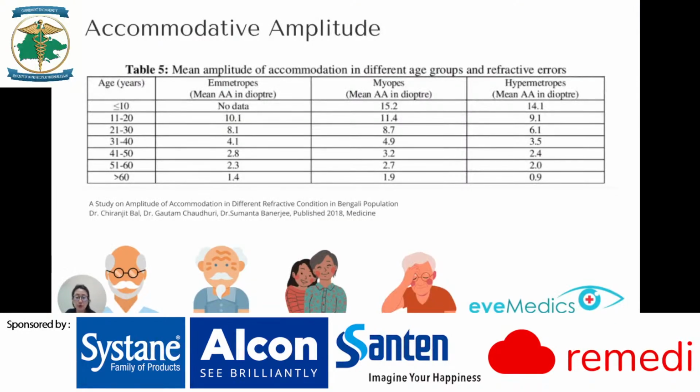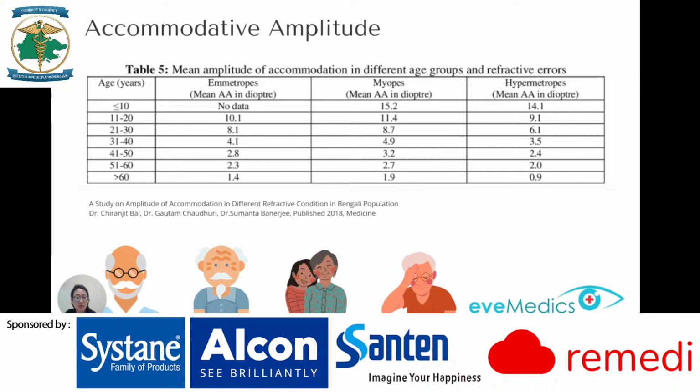This table shows the different ranges of accommodative amplitude at various ages and for different refractive errors. Amplitude of accommodation is the amount of accommodation exerted to move the focus from the far point to the near point. It decreases from childhood to 65 years. As a person ages, the ability to accommodate diminishes, resulting in presbyopia.